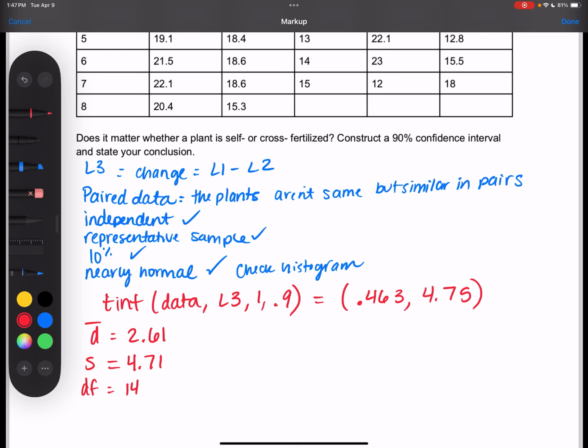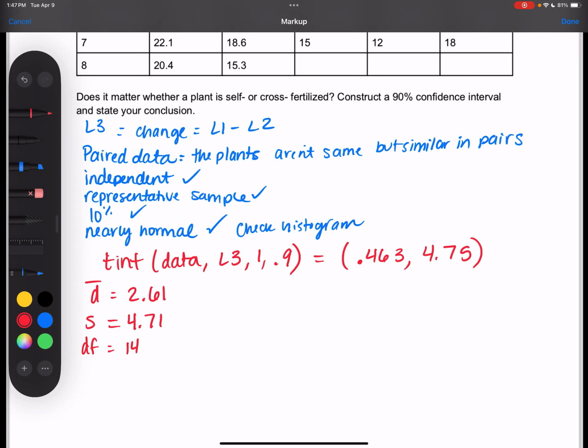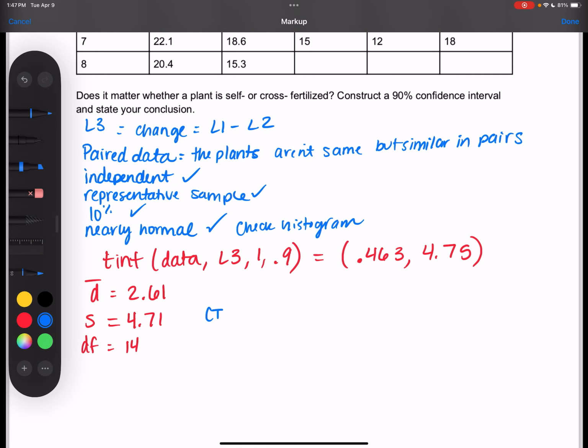14. So if we were going to do this by hand, the setup would be our confidence interval is the D bar, so 2.61, plus or minus T star for 14, and it's at 90% confidence, so at 0.1 for the two-tail probability, down at 14, it'd be 1.761. I know you can't read this, but 1.761 would be that number.